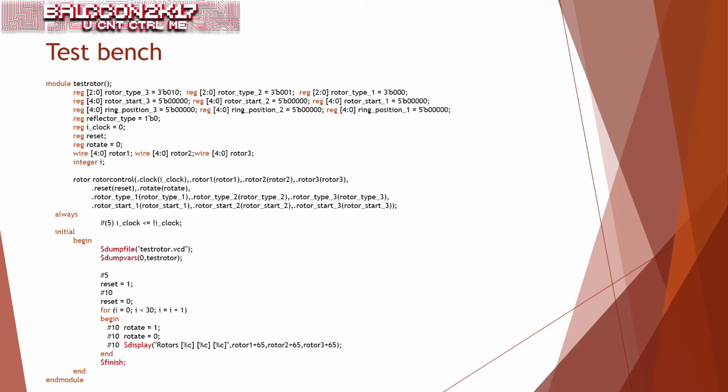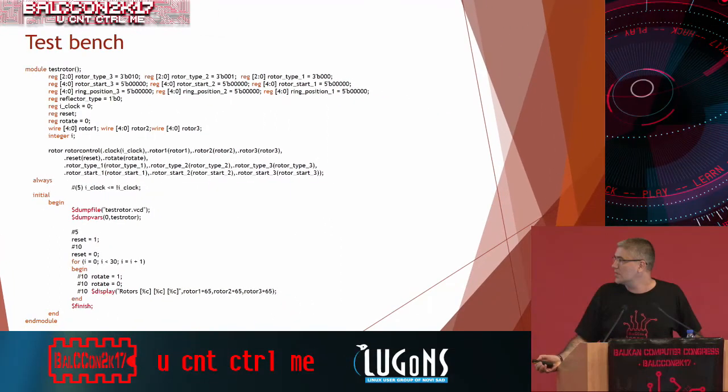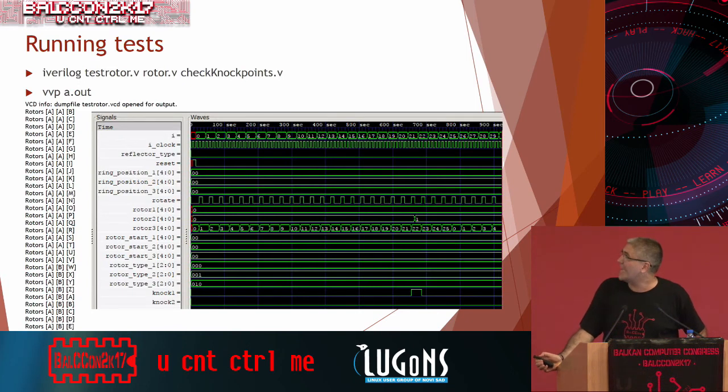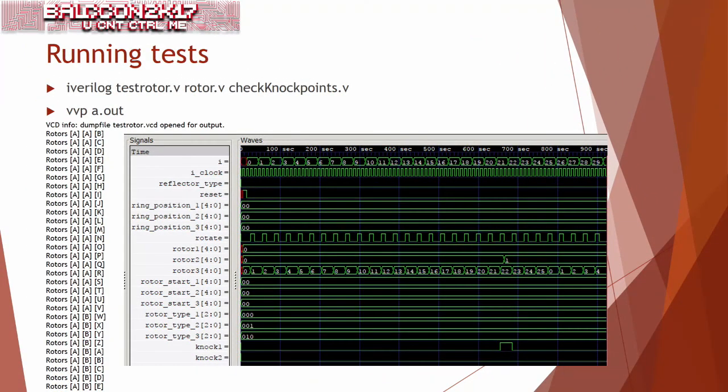You can just use some finite number because you can't deploy that on a device, or in this case it's simulating, but anyway it's not valid Verilog syntax. And we have here: put the rotate on 1, put rotate on 0 after 10 units, and then display what we have.